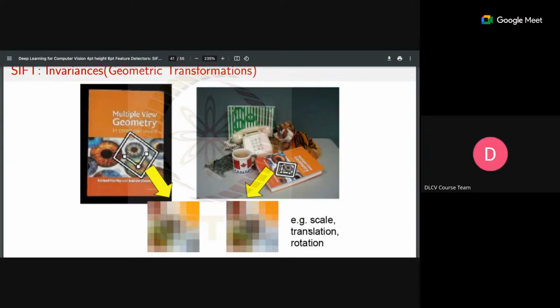This is because it's the same feature map of that book. Yes, the same feature map, because the way you are doing it, you are making sure that your feature is invariant to scale, translation, and rotation.